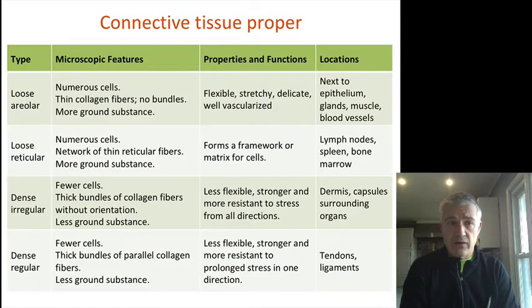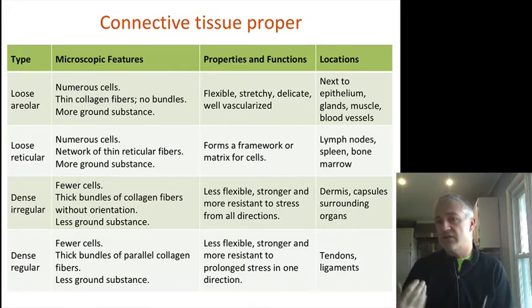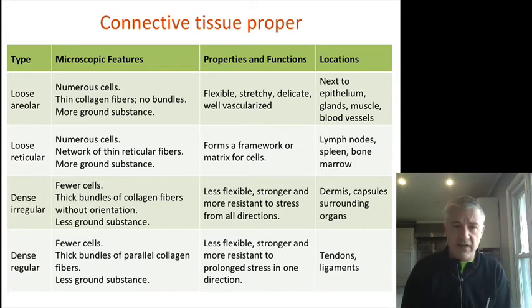So loose areolar is going to be the first one we take a look at. This one does have a decent amount of cells. It's mainly going to be fibroblasts and a lot of the different immune cells. You have some thin collagen fibers that are staining pink in there, but we don't see any big bundles of them. You also have some elastic fibers that are in there. Loose connection, flexible, is right next to epithelium, around each muscle, around each nerve, around each blood vessel.